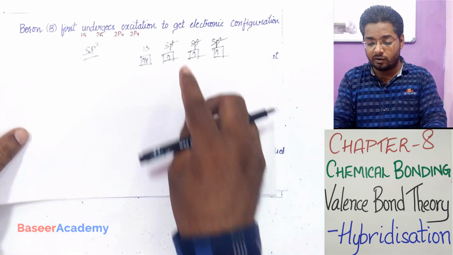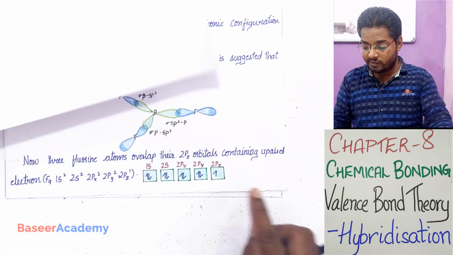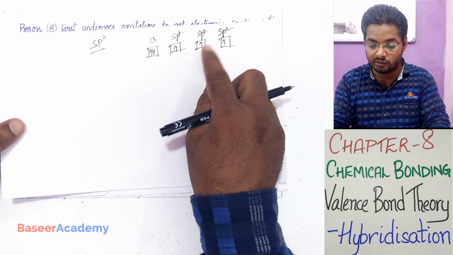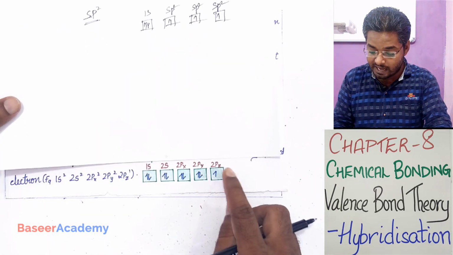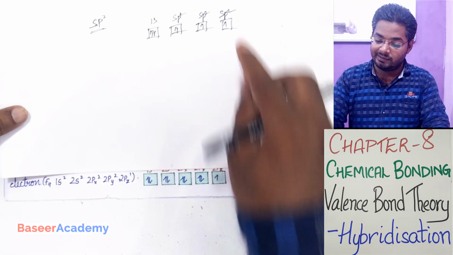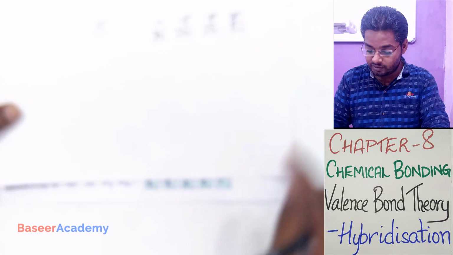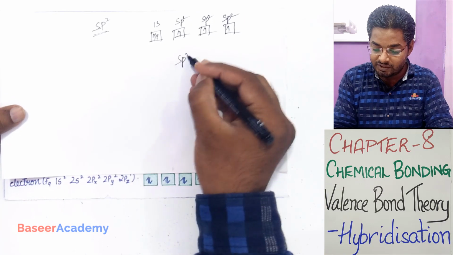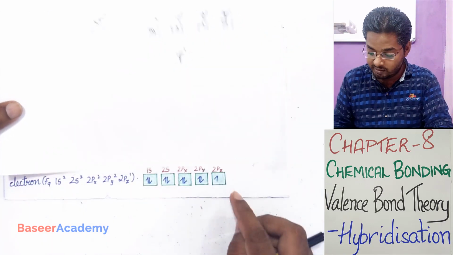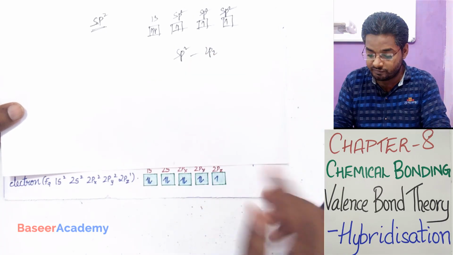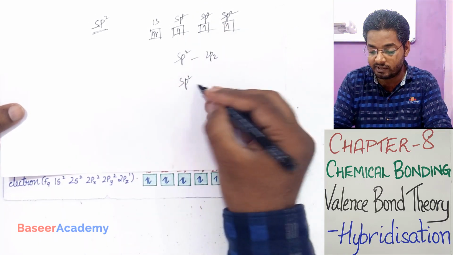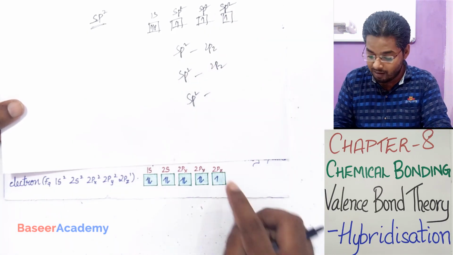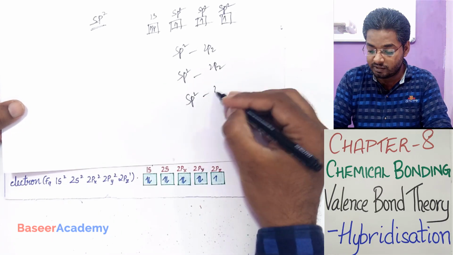Now the sp2 hybrid orbital of boron overlaps with the 2pz orbital of the first fluorine atom. Again, the second sp2 hybrid orbital of boron overlaps with the 2pz orbital of the second fluorine atom. The third sp2 hybrid orbital of boron overlaps with the 2pz orbital of the third fluorine atom.